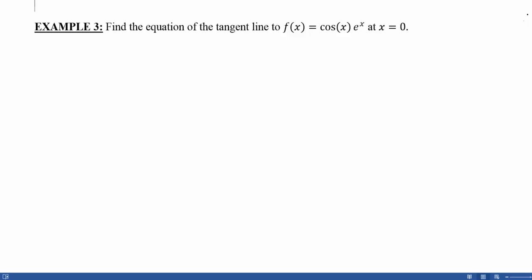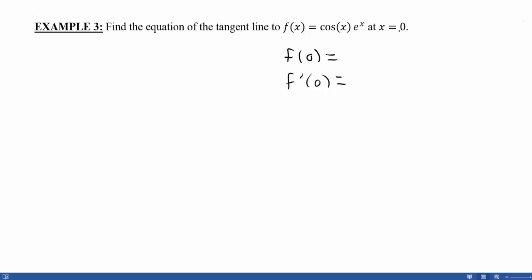Example 3. Find the equation of the tangent line to f of x equals cosine x e to the x at x equals 0. So we know that in order to find the equation of the tangent line, we need to know the point where the tangent line touches, and we need to know what the derivative is at the point we're interested in, because that will give us the slope.